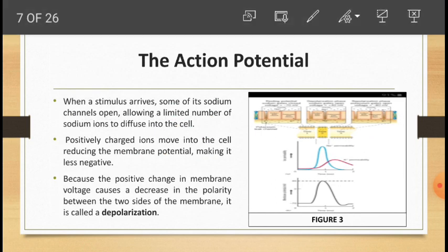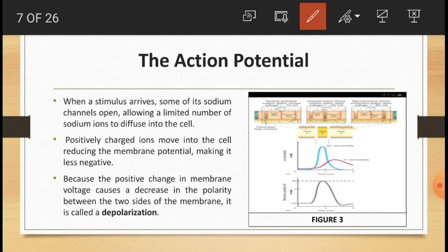Moving over to the action potential. When a stimulus arrives at a neuron on the axon, the sodium channels open and the sodium ions diffuse into the cell. This reduces the membrane potential because there is a difference in charges, and this process is called depolarization.